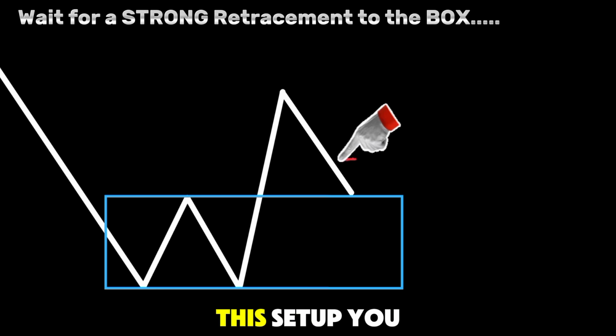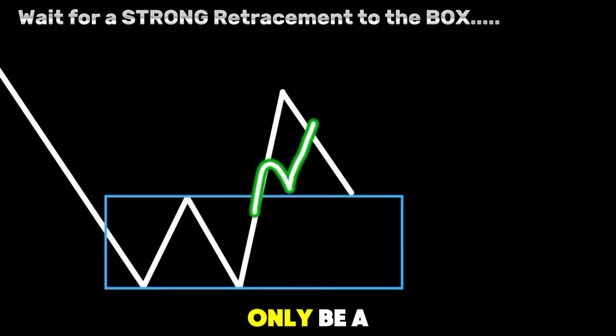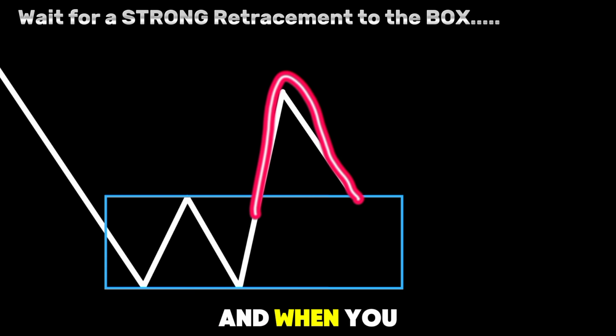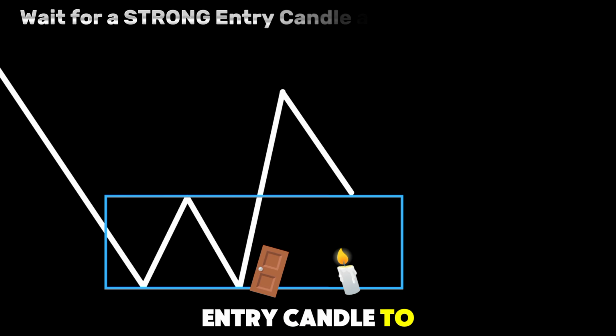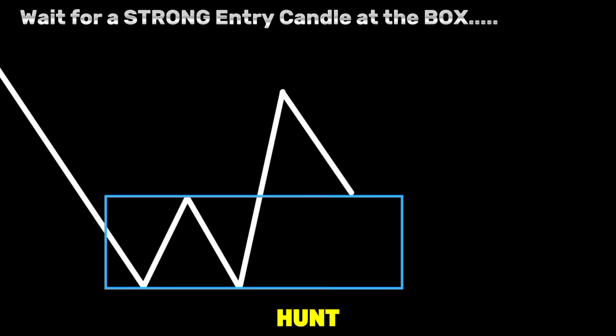When you are trading this setup, you don't want to see a little retracement to the box, as that will only be a fake out, a trap to lure you in a trade. You want to see a big retracement like this one, and when you have seen this, you are 80% into taking a good trade. Now you would need a strong entry candle to validate your entry, and without this correct entry candle, you still stand a risk of a possible stop hunt.